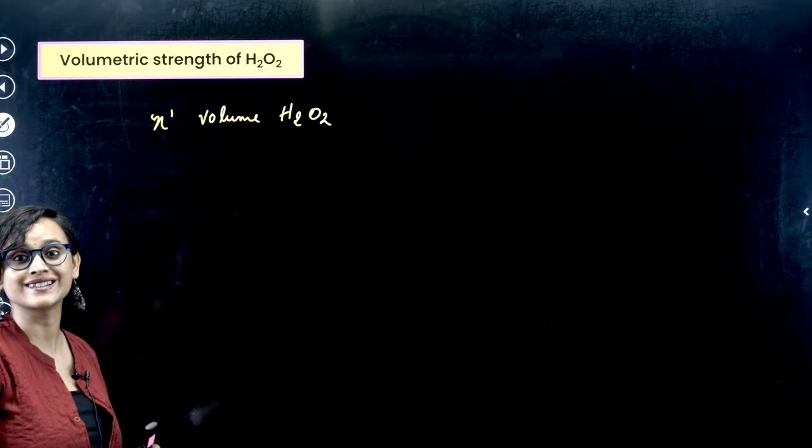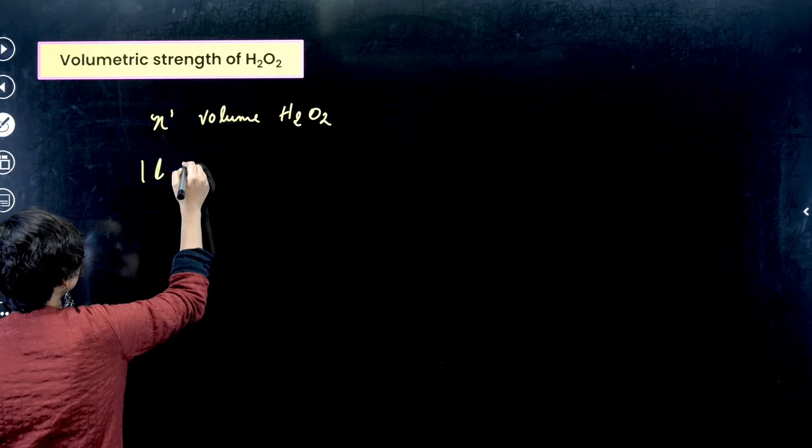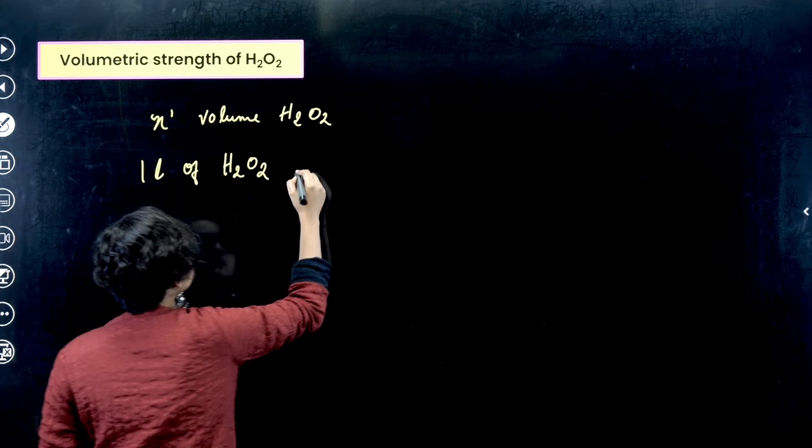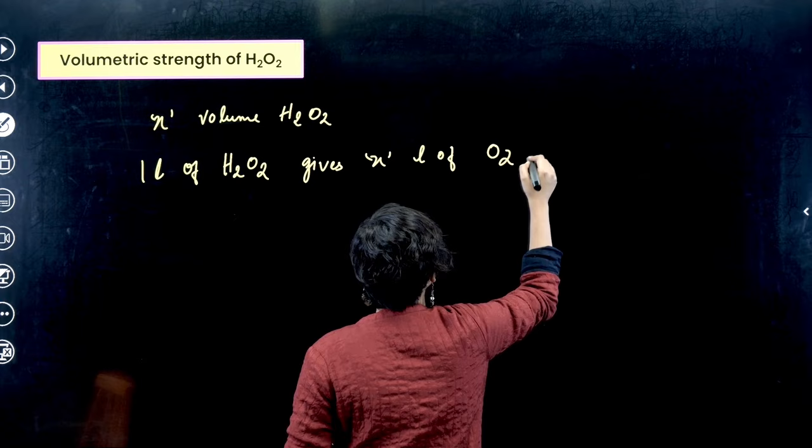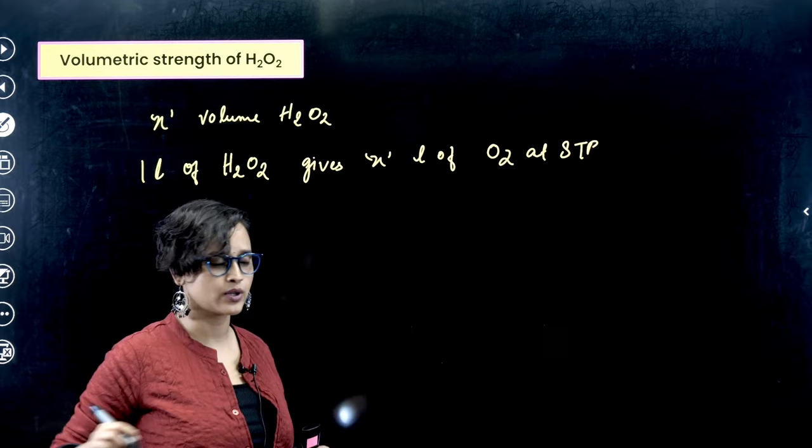What did I say? I said that 1 liter of hydrogen peroxide gives, let's say, x liter of O2 at STP, right? That's what I said, correct?